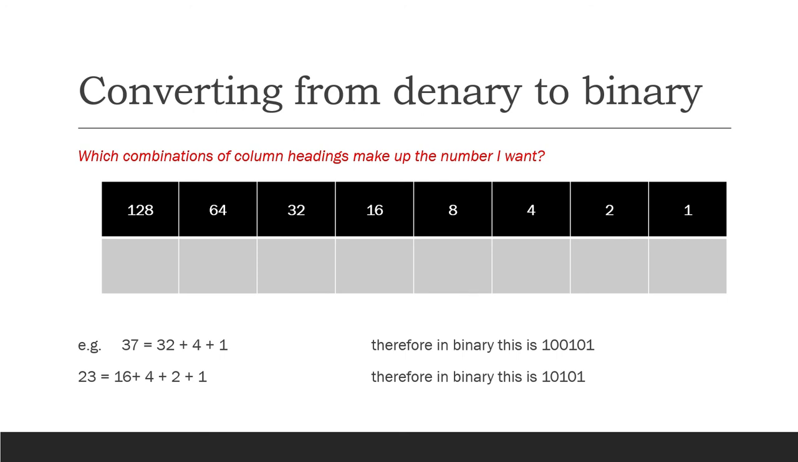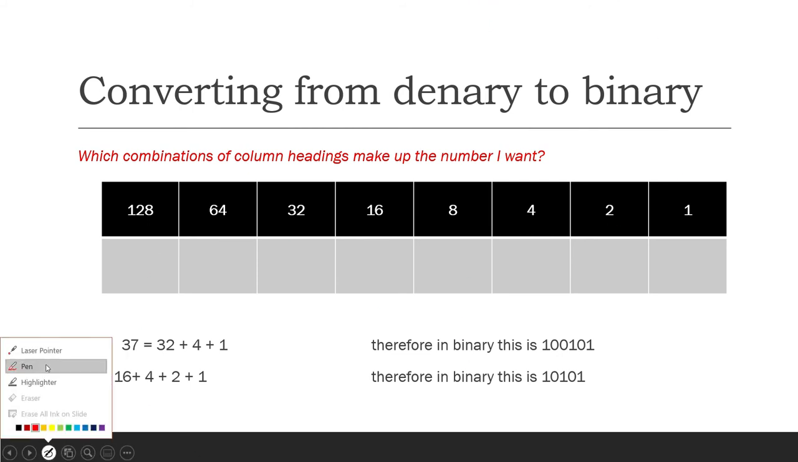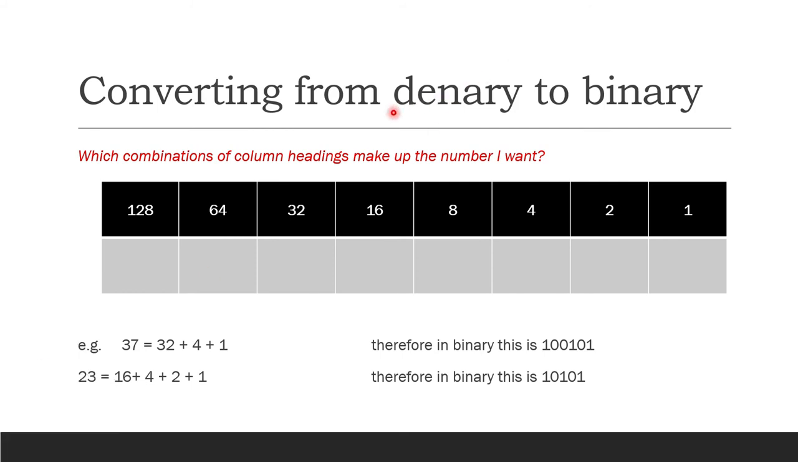Now, if we want to convert a number from base 10 into base 2, so denary, remember, is base 10, this thing here is base 10, and binary is base 2, what we need to do is answer this question. It's a simple question: what combinations of column headings make up the number I want?